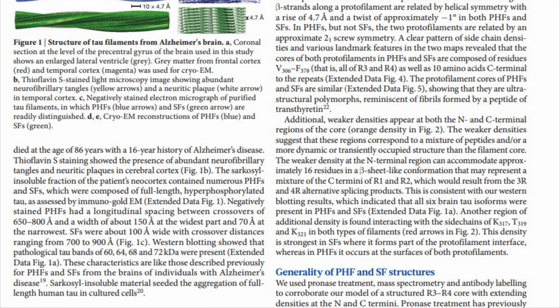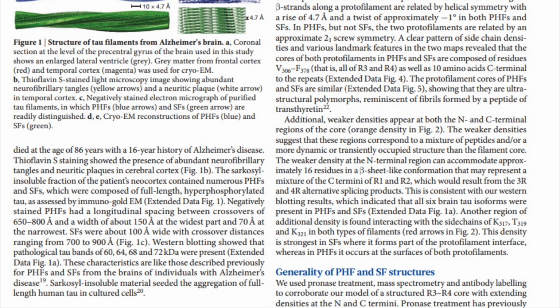The weaker density at the amino terminal region can accommodate approximately 16 residues in a beta sheet-like conformation that may represent a mixture of the C termini of R1 and R2, which would result from the 3R and 4R alternative splicing products. This is consistent with our Western blotting results, which indicated that all 6 brain tau isoforms were present in PHFs and SFs, extended data figure 1A.